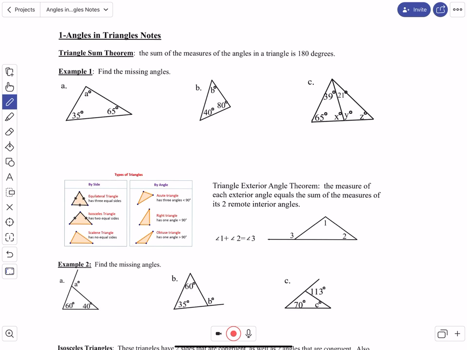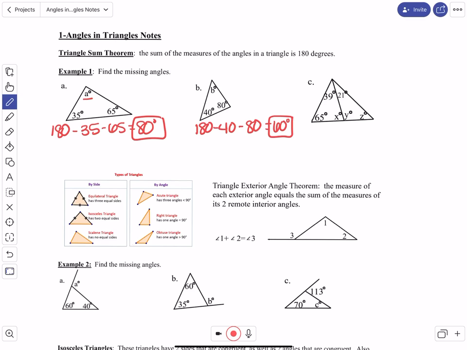For our first example, if we are going to figure out what A is, you would simply do 180 minus 35 minus 65, and that would give us 80 degrees. So A would be 80 degrees. For B, very similar, you would just take 180 in your calculator, subtract 40, subtract 80, and that would give us 60 degrees. Now C is a little bit different.